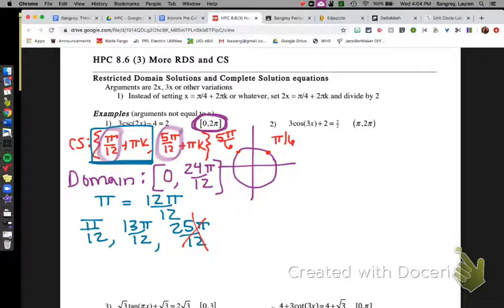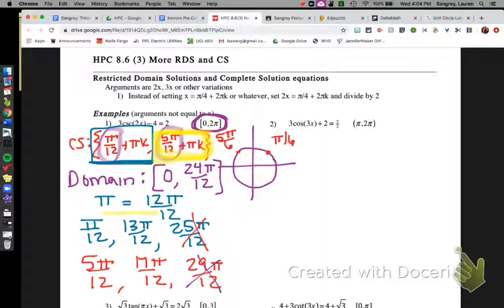So now I'm going to look at my second solution, which was 5 pi over 12 plus pi k. So I'm going to start off with just 5 pi over 12. That's the first solution. And now I'm going to add pi until I'm no longer in the domain, which is the same as 12 pi over 12. So next would be 17 pi over 12. And then the next one would be 29 pi over 12. Well, 29 pi over 12 is no longer in the domain.